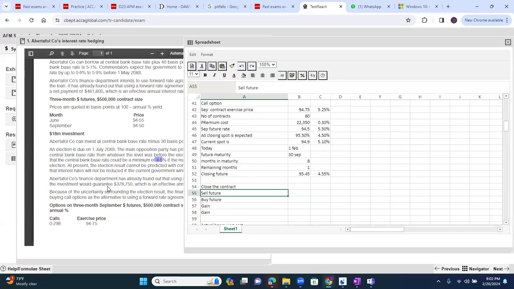Now, instead of sell future, you will write call option, and then you will compare it. Call option exercise price: what will you receive? 5.25. But the market moves to 4.55. You have entered into an agreement that you will get 94.75, but the market moves to 95.45.